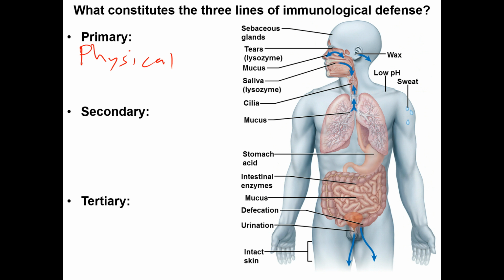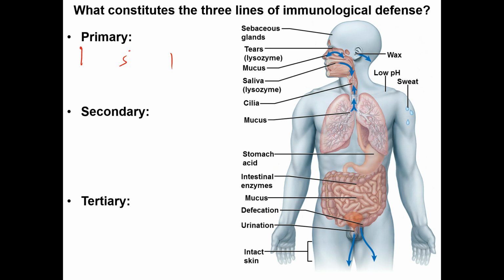You have physical barriers like the fact that you blink, or sneezing, or you have hairs within your nostrils. They're physical barriers. They're there to prevent the entry of microorganisms.